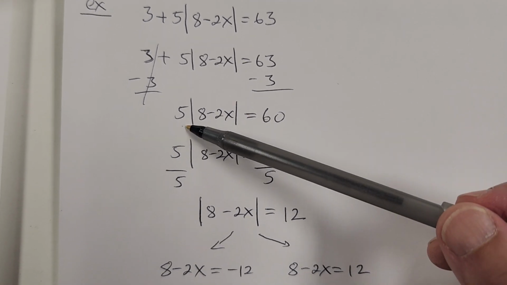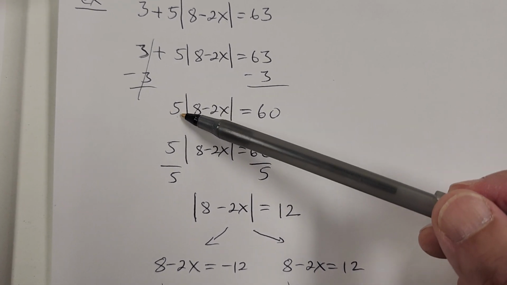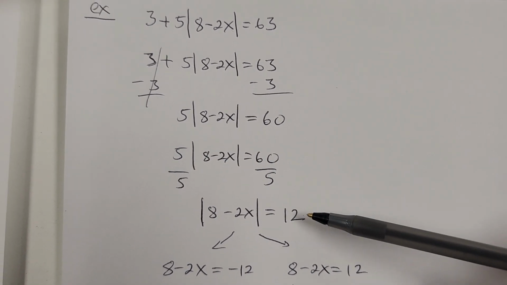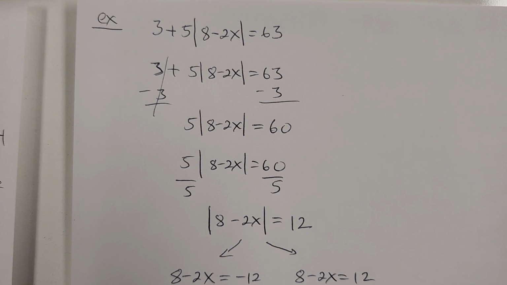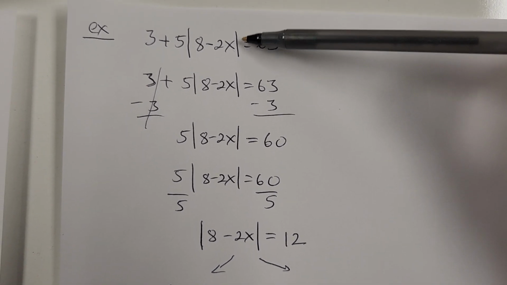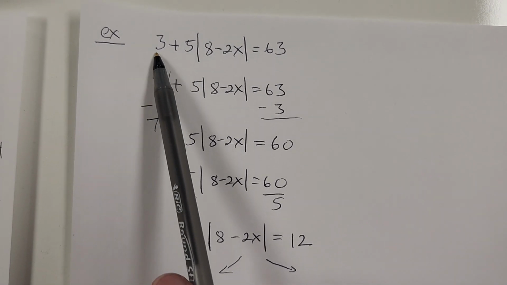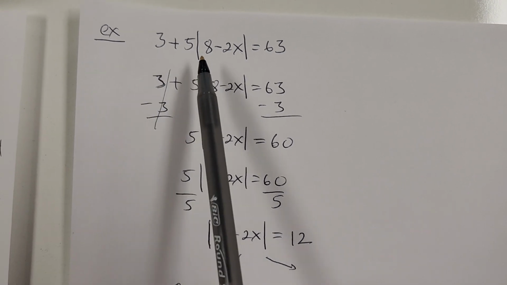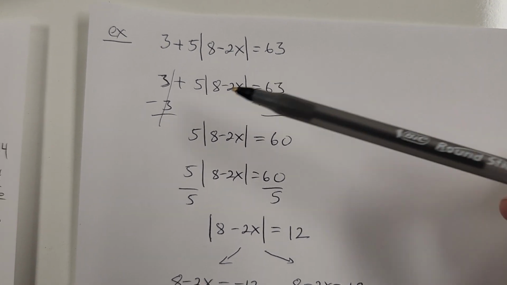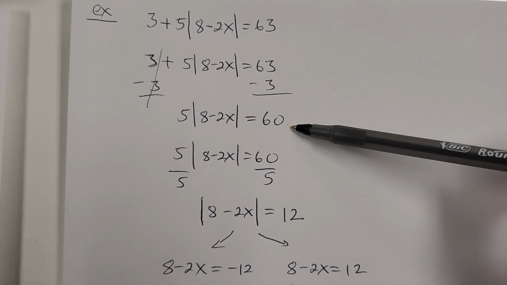This time I do have something in the front, so therefore I have to divide. If I have something in the front, I have to divide. So divide the 5 over, so that gives me 12. Okay, so one more time, be very careful. I have nothing in the back, so I'm okay right here. However, I do have something extra in the front of this equation, which is 3. So subtract 3 over. Why subtract 3 over? This is positive 3. So subtract 3 over, I get positive 60.